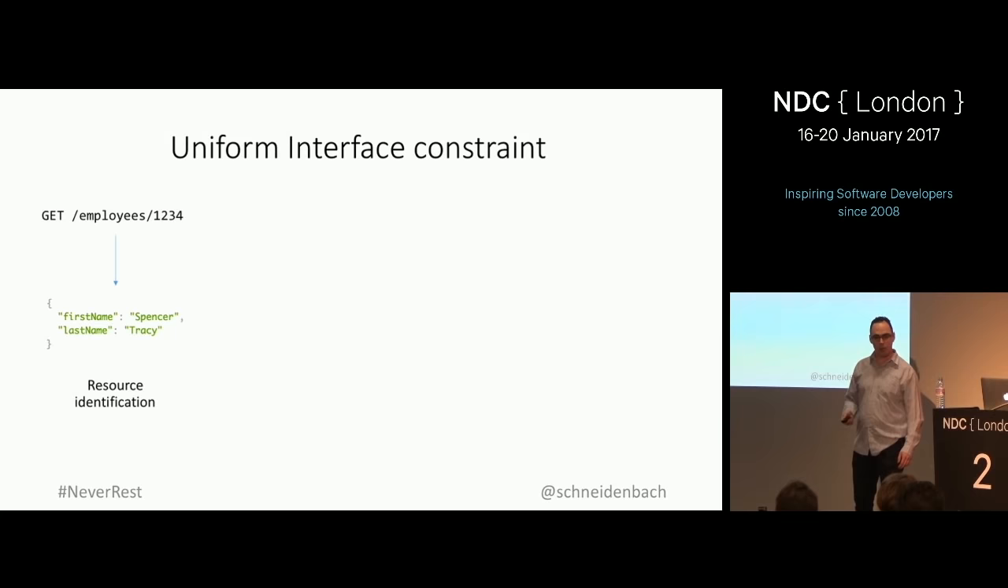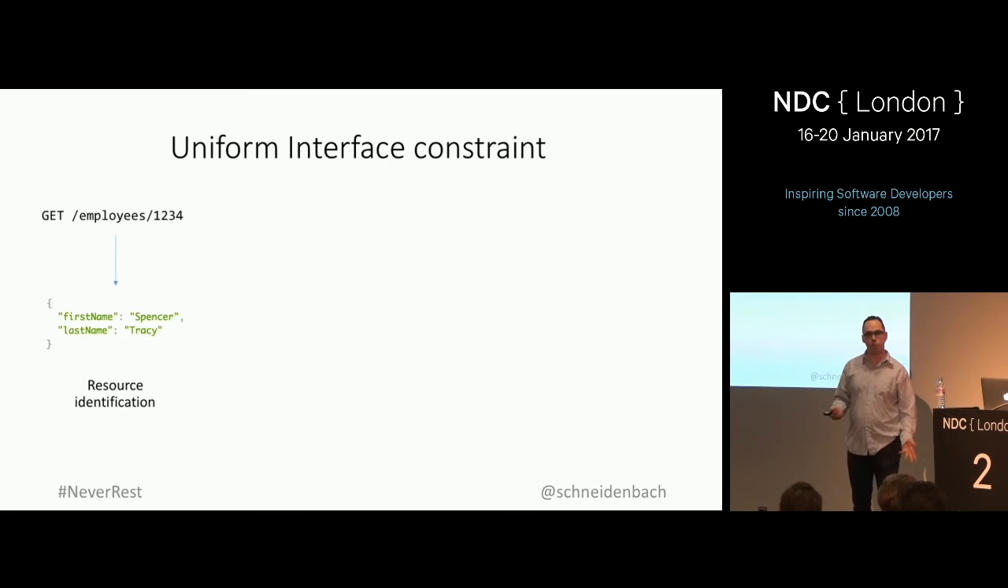which are important to talk about. So we're going to talk about them. Resource identification is the first thing. That means that a given resource can be identified by a URI, right? A URI or a URL, right? And so when you make that request, the server goes and it gives you back some data. In this case, I'm making a request for employee 1234, and I'm getting back a JSON object with the first name and the last name, right?